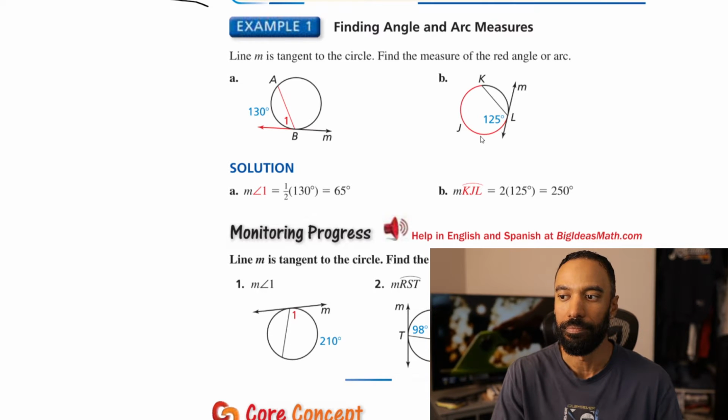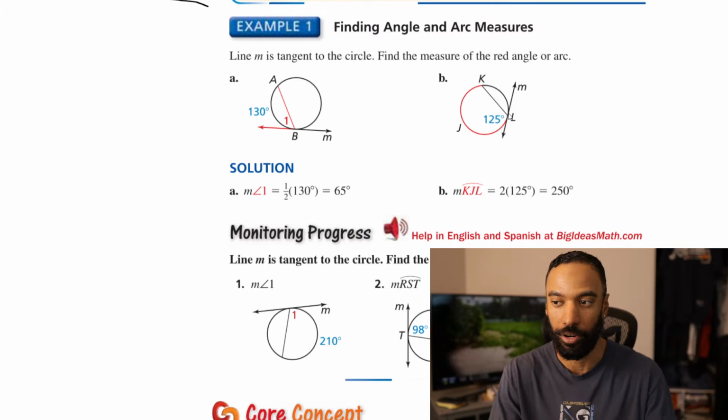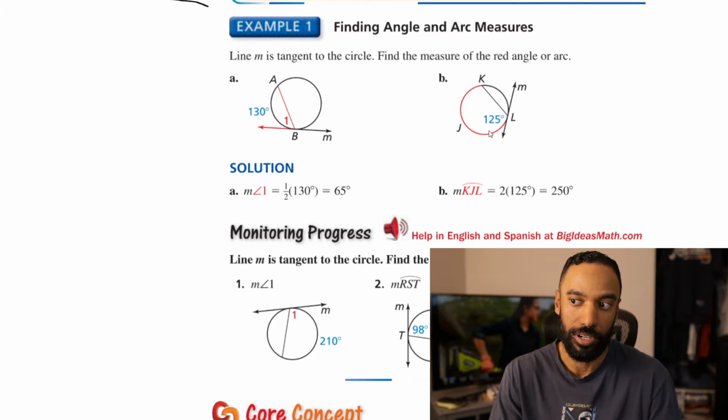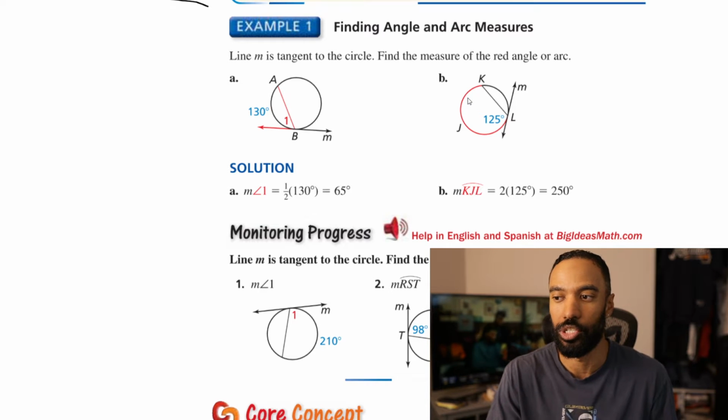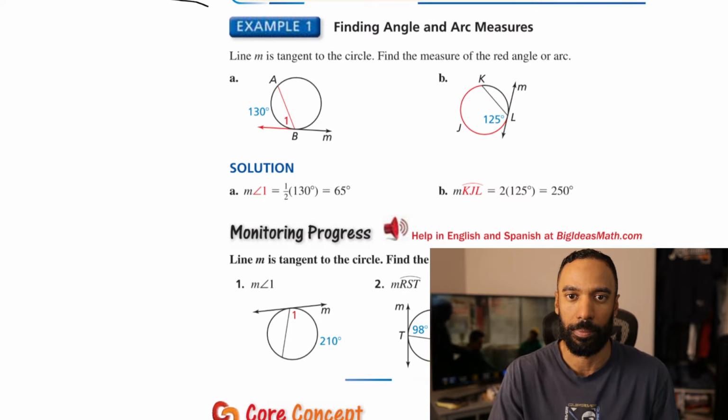The intercepted arc would be double that measure, which would be 250 degrees. And that makes sense as far as scaling goes with this thing as well. It's more than a semicircle, and 250 degrees is more than 180. So I'm good with that as well.